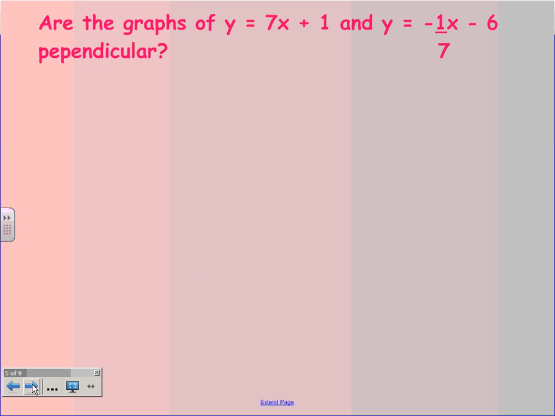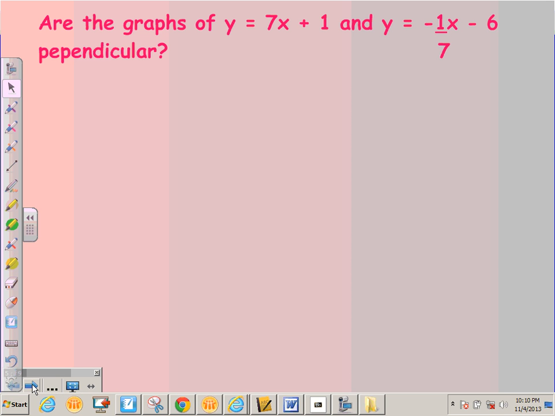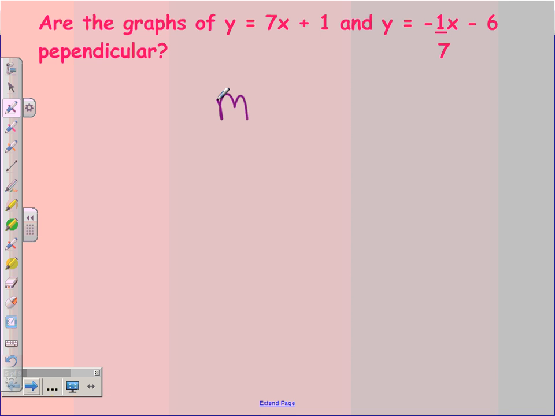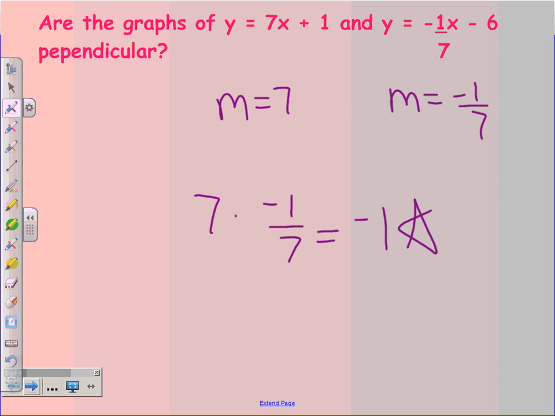Are the graphs of y equals 7x plus 1 and y equals -1/7 x minus 6 perpendicular? So the question is, my slope here is 7. My slope in this equation is -1/7. How nice, they're already in slope-intercept form. If I multiply 7 times -1/7, do I end up with -1? Ding, ding, ding. Yes, they are perpendicular.